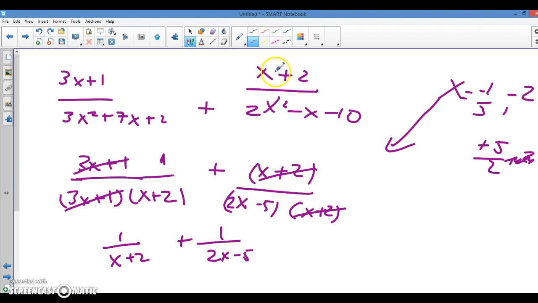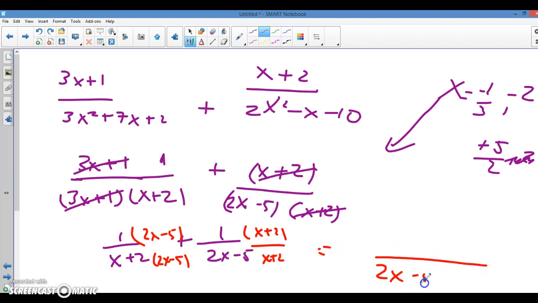I'm left with this. And now what I'll do is I'll go ahead and add these together. I need a common denominator. So now I need 2x minus 5 here and 2x minus 5 here. And then over here, I'm also going to need x plus 2 and x plus 2. So I'll multiply by what's missing. So when I do this, my bottom is 2x minus 5, x plus 2. That's my denominator. My numerator, my top, is just 2x minus 5, and that was a plus sign, so I'll just open up the brackets and do this. And then I collect these, I'll be left with 3x minus 17 over this. And that's it.